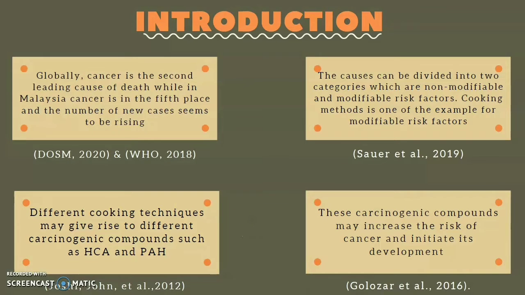Cancer is the second leading cause of death in the world, while in Malaysia, cancer is in the fifth place. The causes can be divided into two categories, which are non-modifiable and modifiable risk factors. Cooking methods fall under modifiable risk factors. Different cooking techniques can produce different carcinogenic compounds, and these compounds may increase the risk of cancer.